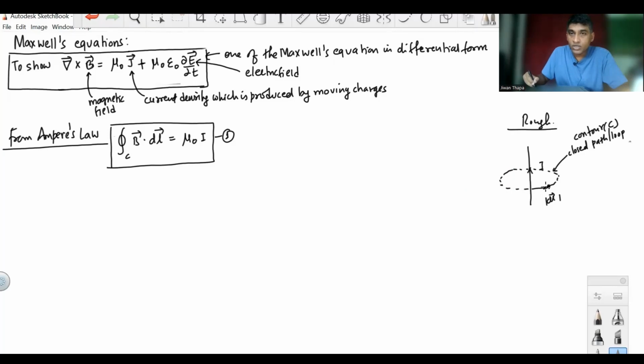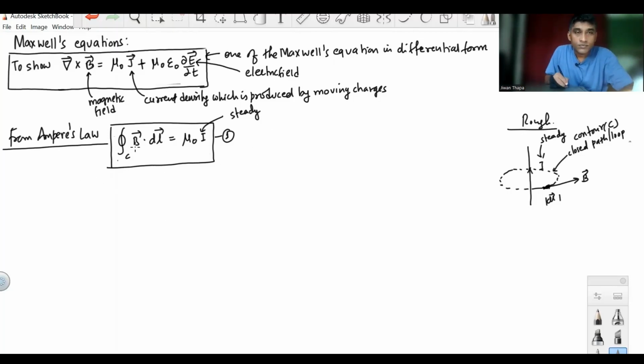And if we want to show the direction of magnetic field, then we have to draw a tangent on this circular path. Okay, suppose if I want to assign the direction of magnetic field at this point, then I have to draw a tangent in order to show the direction of magnetic field. So the current I is steady, and the closed path is enclosing steady current I. So we have this.